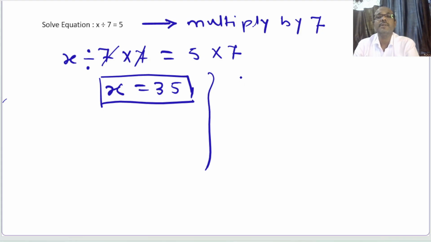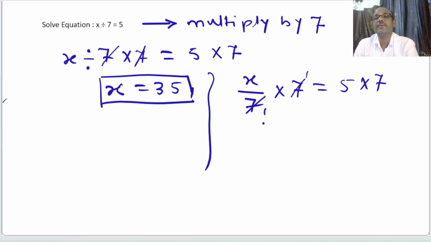Fractionally we will try to solve it. x divided by 7 multiplied by 7 is equal to 5 multiplied by 7. In this case also we are getting the same value, x is equal to 35. By both ways we tried to solve this.